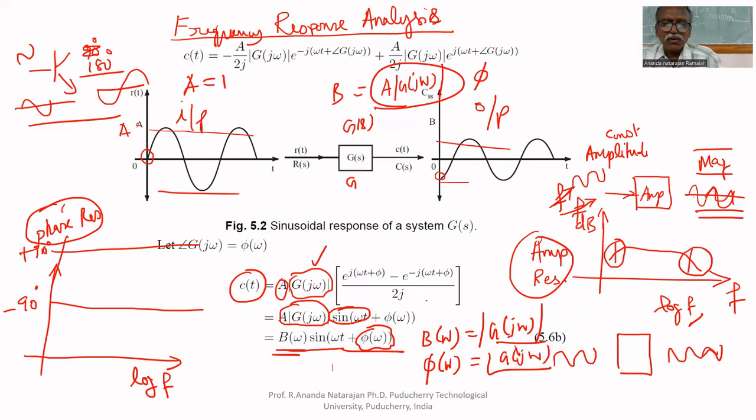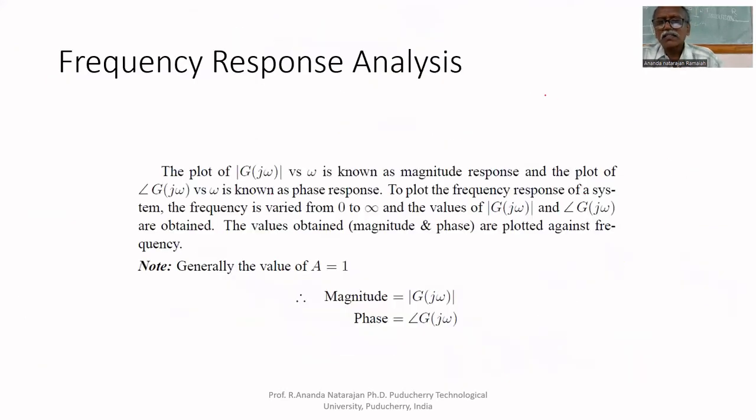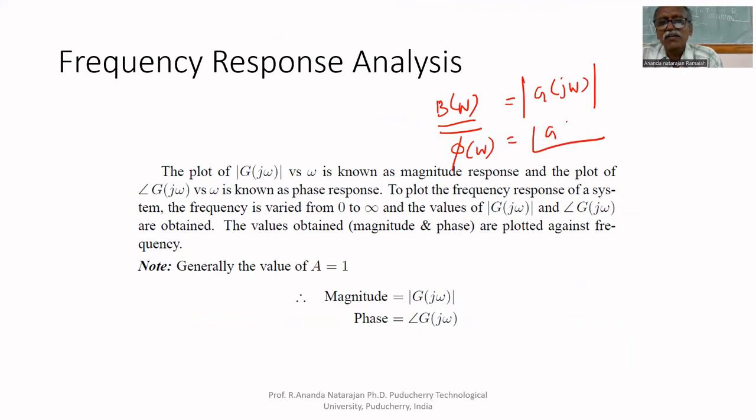Therefore, what is the change between input and output? The magnitude is changed by B of omega times, that is, the modulus of G(j omega) times. What is the change in phase shift? The angle of G(j omega). Here you notice that the phase shift added is the angle of G(j omega). That's why the magnitude response is nothing but the modulus of G(j omega), because the output amplitude equals the modulus of G(j omega) when A equals 1. Similarly, the phase angle equals the angle of G(j omega).